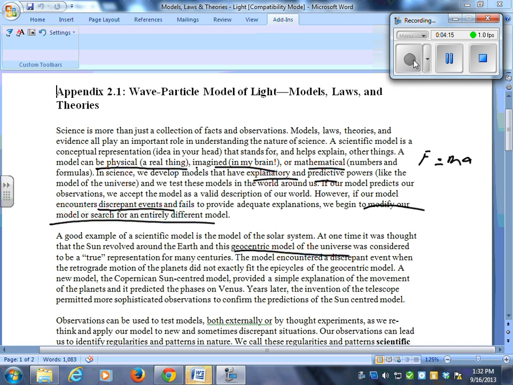Geocentric. What's at the center? Geo. Some Italian guy named Geo. Or a car, a really small car.